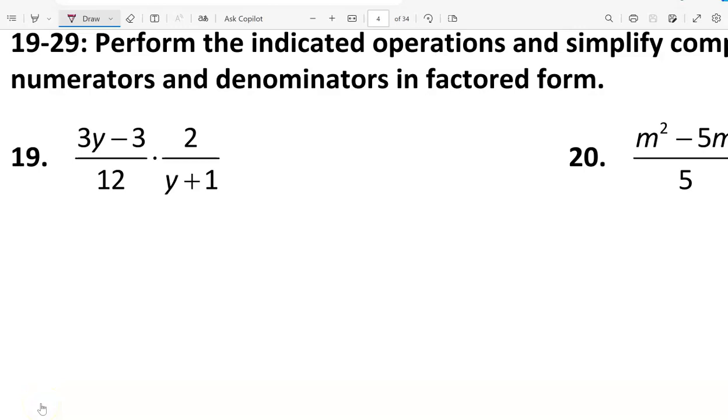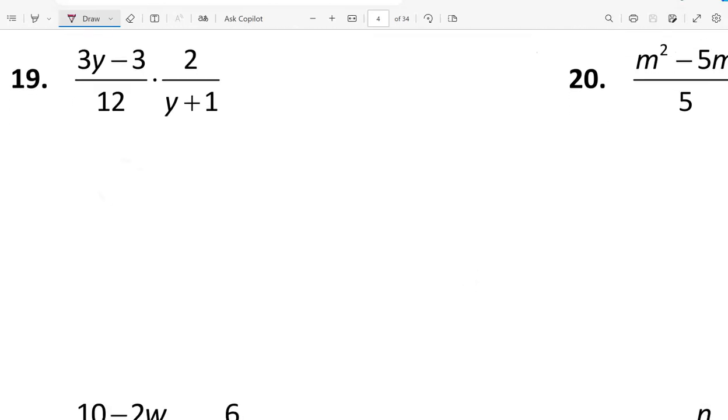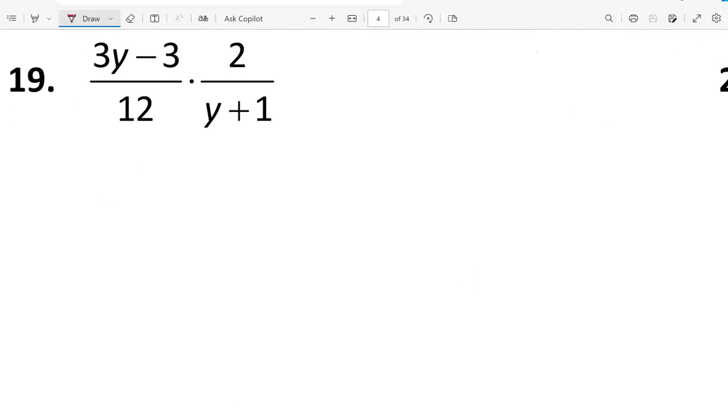In 19 through 29, we're asked to perform the indicated operations and simplify. We can leave our numerators and denominators in our final answer in factored form. So, when we multiply fractions, we multiply straight across, but we want to simplify first. So I'm going to factor each of the numerators and denominators.